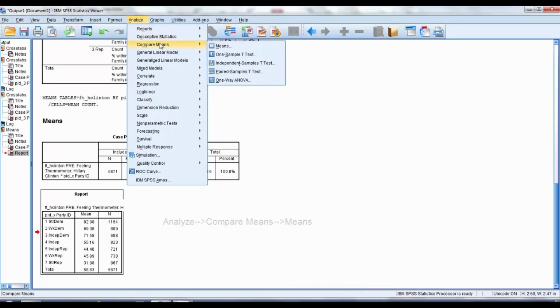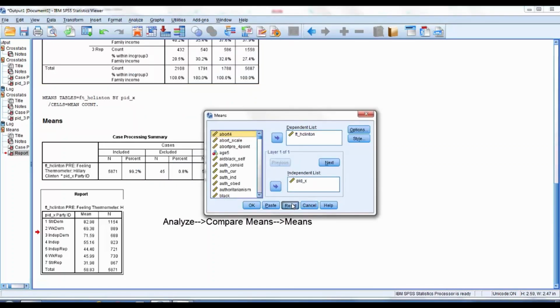Click Analyze, Compare Means, go straight across to Means. I'll hit Reset. The dependent is a feeling thermometer, so it's FT_H Clinton here. That's attitudes toward Hillary Clinton on a 0 to 100 scale. We've looked at the feeling thermometers before. And then this must be the party ID chapter, because PIDX is the 7 category measure of partisanship, party identification. Just click that over.